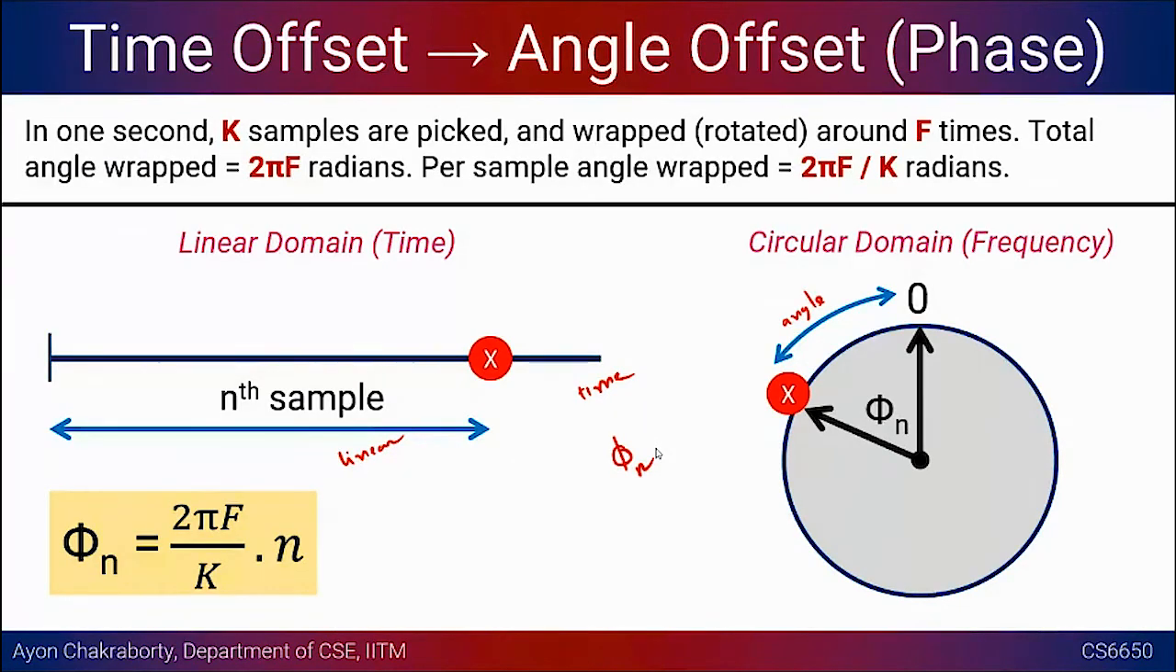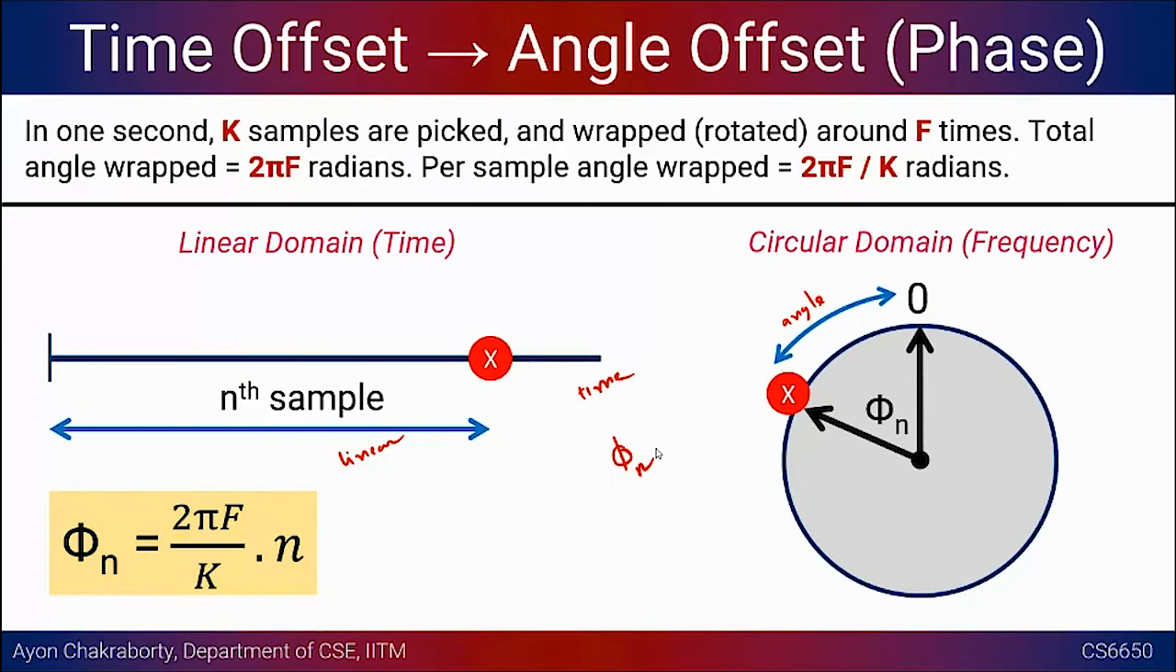So 2 pi f by k is for one sample, and then multiplied by n. That gives you a clear idea about how much you want to shift a particular sample in the circular domain or in the frequency domain.